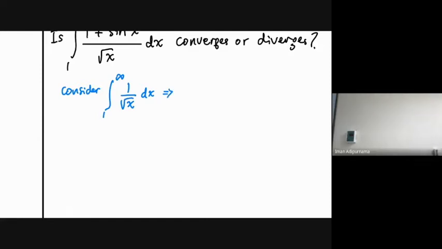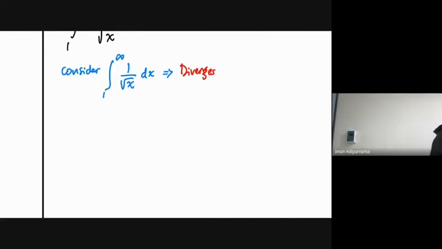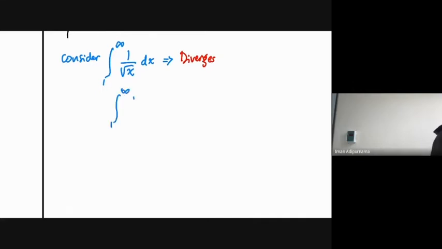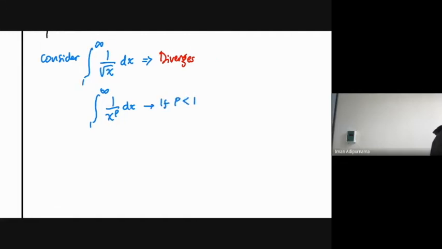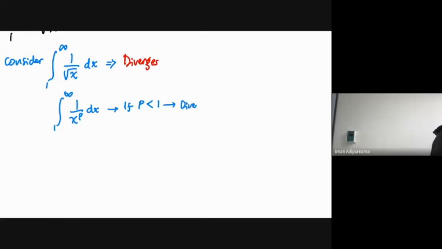So is this converge or diverge? One over square root of x, converge or diverge? Diverge, right? Okay, so let's say this is diverge. And remember that if p is less than 1, it will diverge, okay?